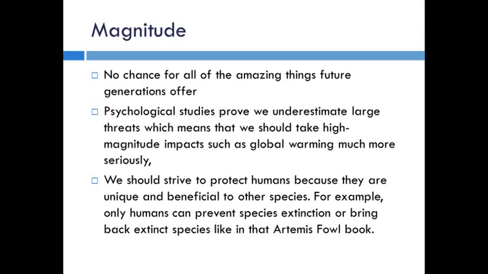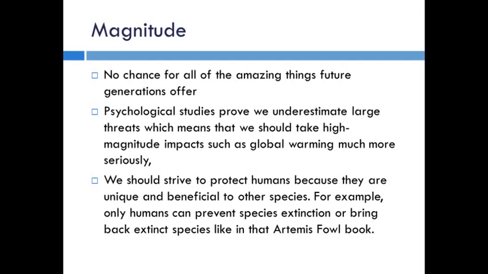The next thing is psychological studies prove that we underestimate large threats, which means that we should take high magnitude impacts such as global warming much more seriously. We're psychologically primed to be like, global warming, it's in the millions of years in the future, I'm not going to be alive then, we don't have to worry about it, which prevents us from taking action against those things. And then third, we should strive to protect humans because they're uniquely beneficial to other species.